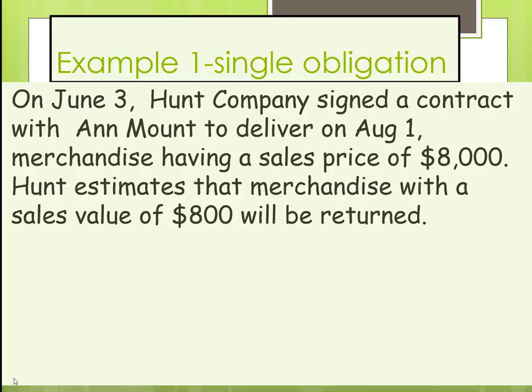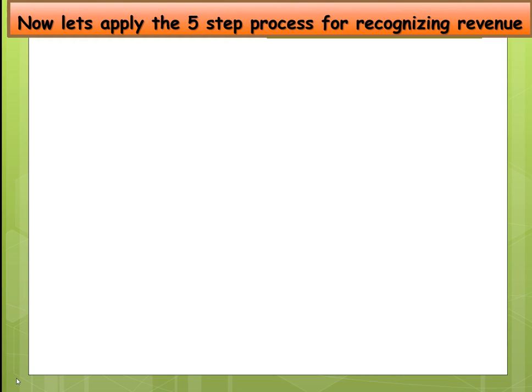All right, on June 3rd, Hunt Company signed a contract with Anmont to deliver merchandise on August 1st, having a selling price of $8,000. Hunt estimates that merchandise with a sales price of $800 will be returned based on previous experience. Now let's apply the 5-step process for recognizing revenue.